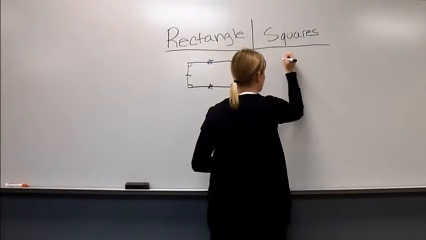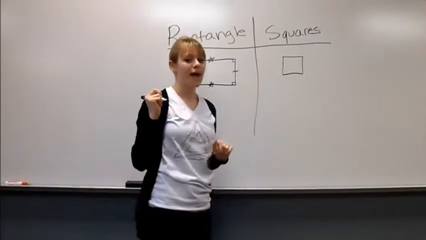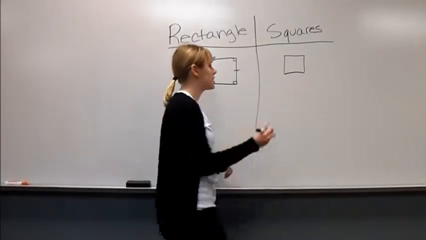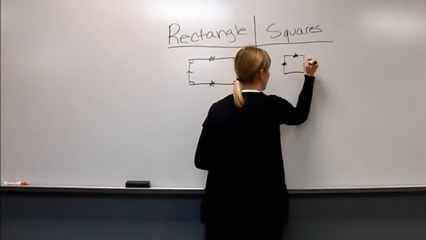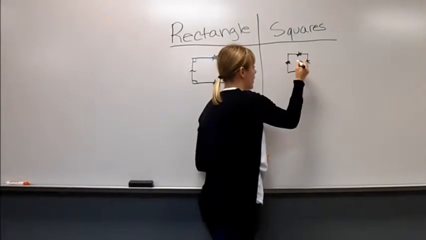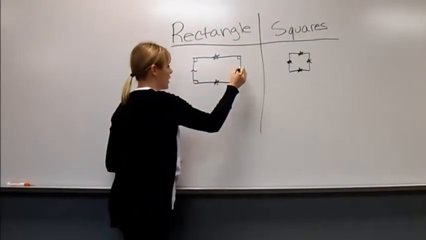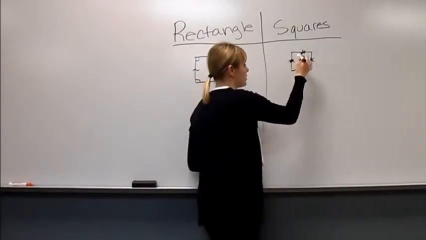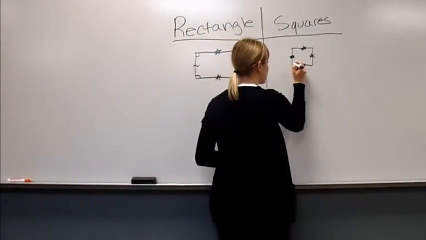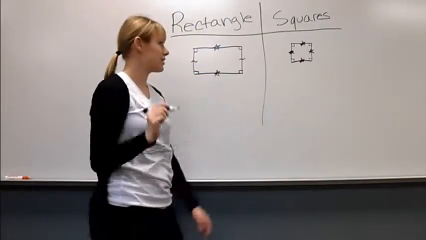Now we're going to move on to squares. A square has four lines. They're parallel, but they're all the same length. That's the big difference you need to remember between rectangles and squares. All of the lines on a square are the same length. They're also all parallel. Remember, over here, you have two parallel lines of long lines and two parallel lines of short lines. Over here, you have two sets of parallel lines that are all the same length. Squares also have 90-degree right angles, just like a rectangle.